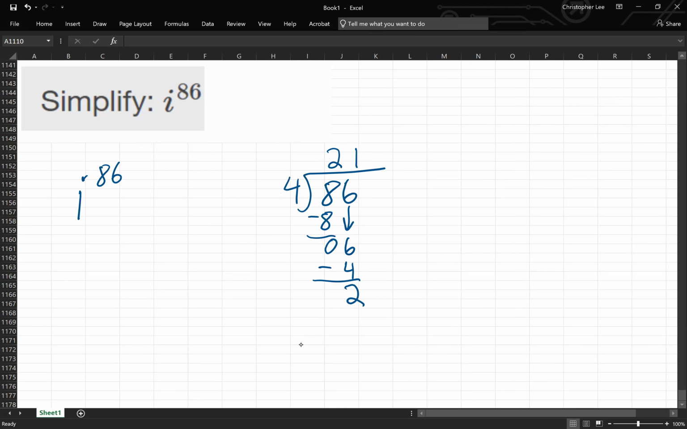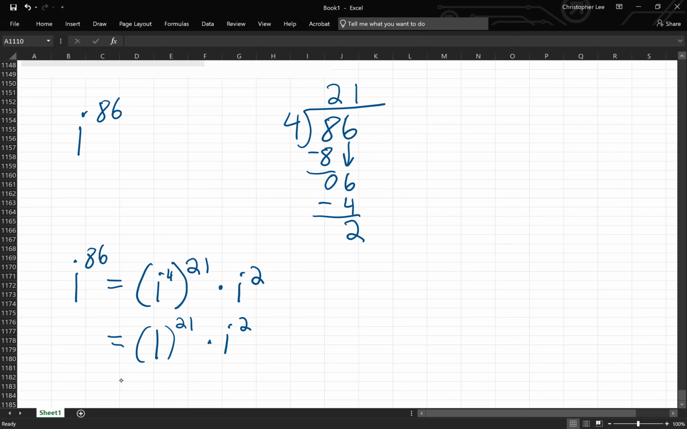So what does that mean? That means that i to the 86th power is equal to i to the fourth power, which is then raised to the 21st power times i to the second. Now we know that i to the fourth power is just 1, right? So this becomes 1 to the 21st power times i to the second. And we already know that 1 to the 21st power, that's just 1, right? And 1 times anything is itself, right? So this is just i to the second.